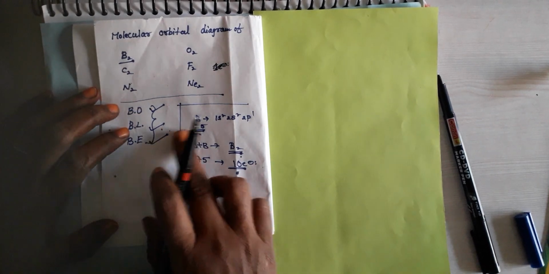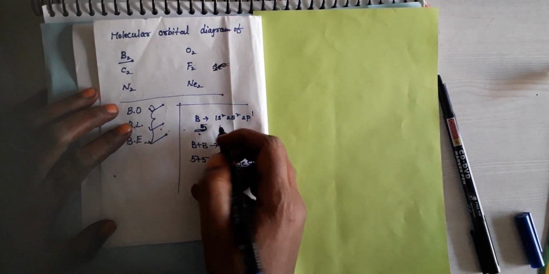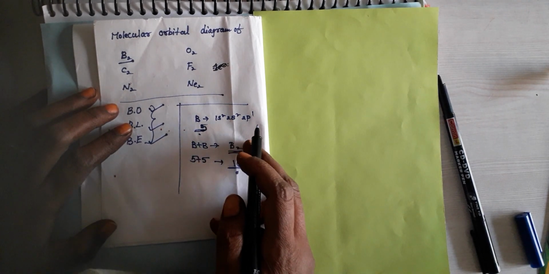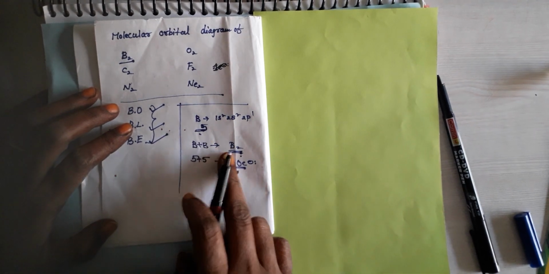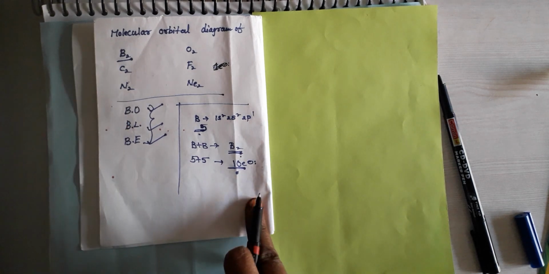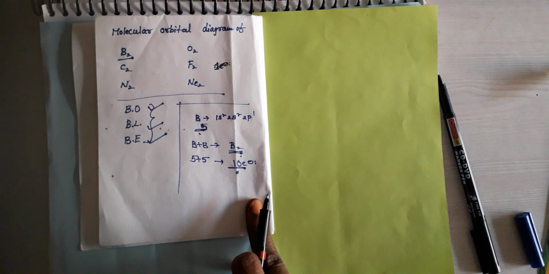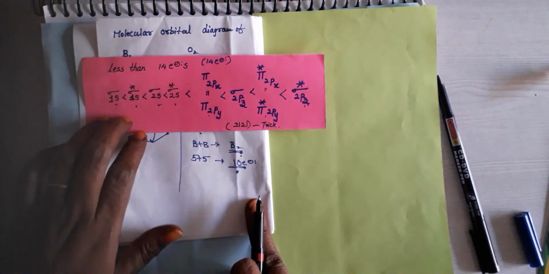If you see here, boron's atomic number is 5, with electronic configuration 1s2, 2s2, 2p1. For the two atoms, the total is 10 electrons, which is less than 14 electrons. For fewer than 14 electrons, we have to draw the molecular orbital diagram like this.